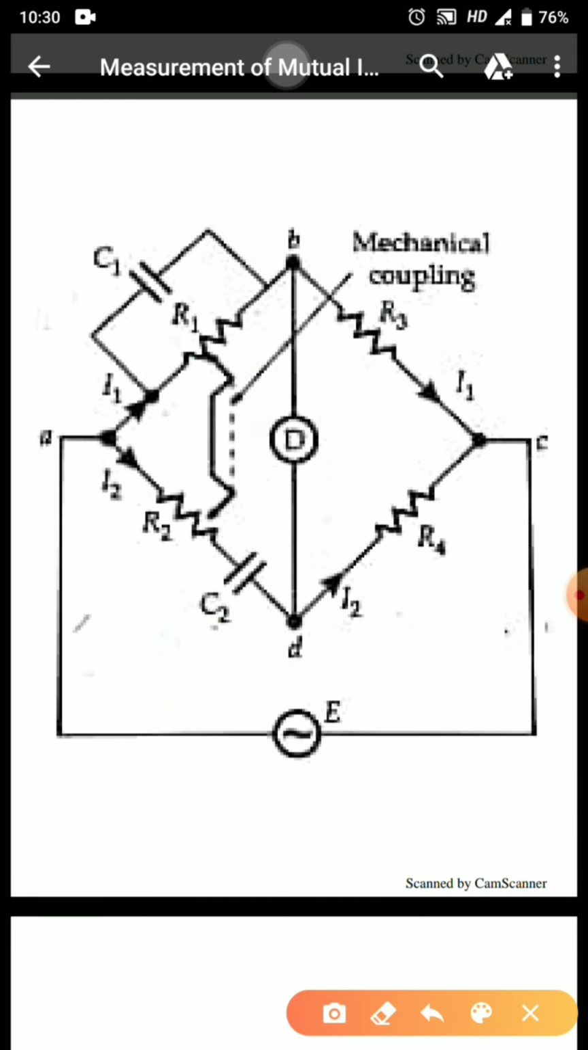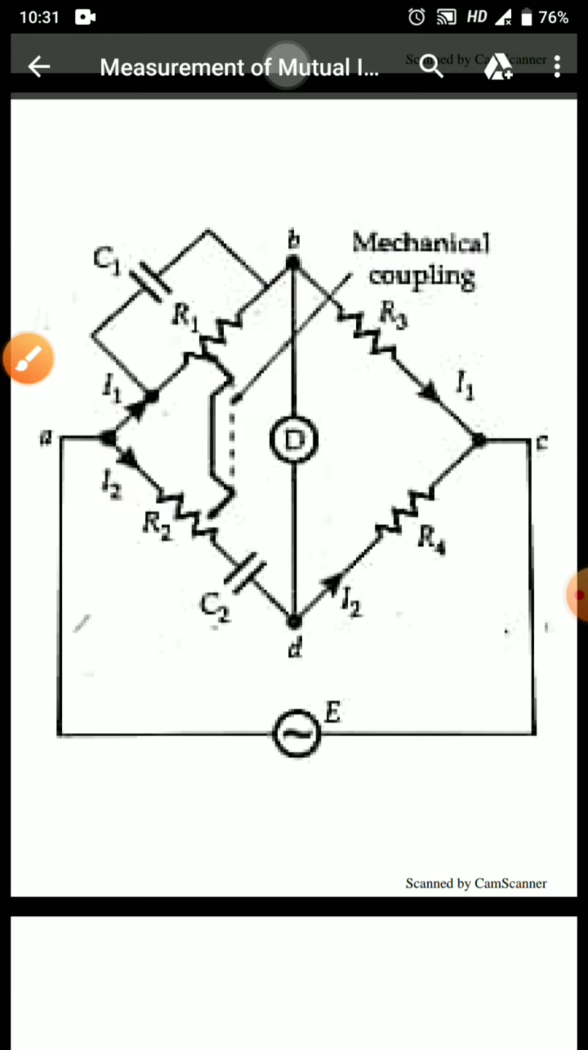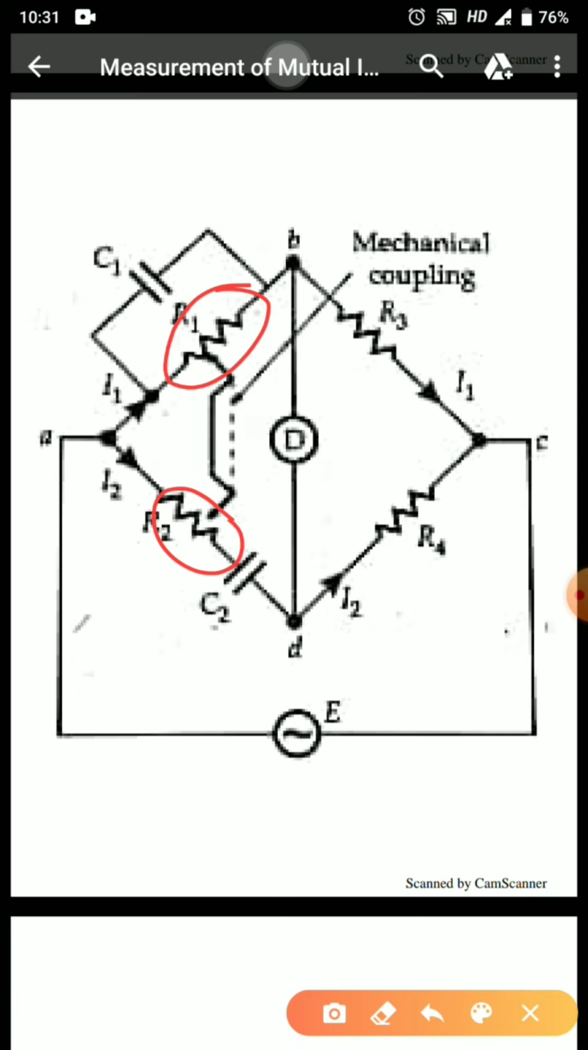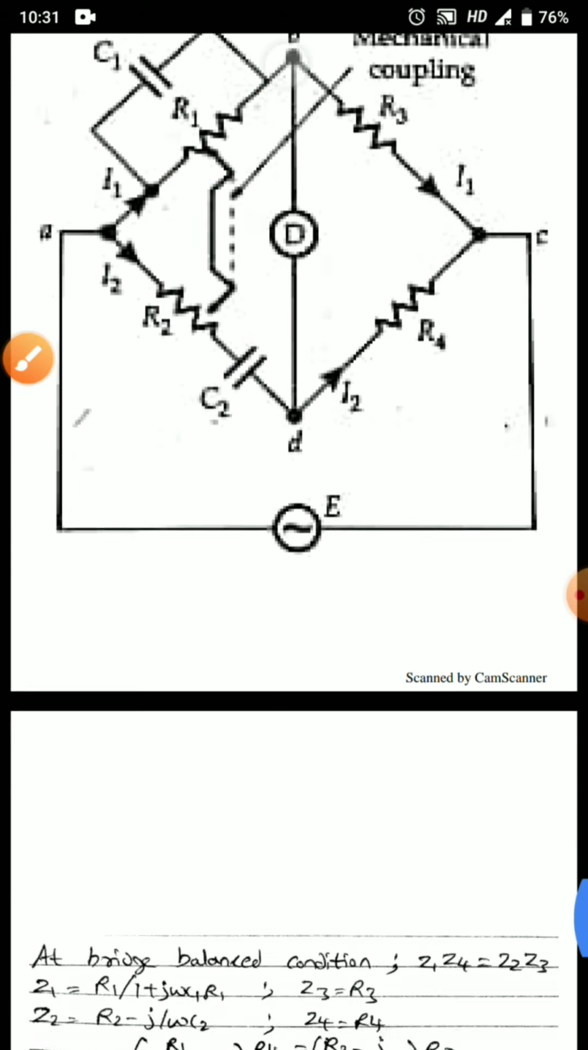Mechanical coupling in such a manner that, for example, if the value of this is 10, then I can set the other to be equal, or I can set it to be in some ratio. In that manner, this mechanical coupling can be used. That is, adjusting one resistor, the second resistor's value will also get adjusted. This is the reason why we are using mechanical coupling, right?